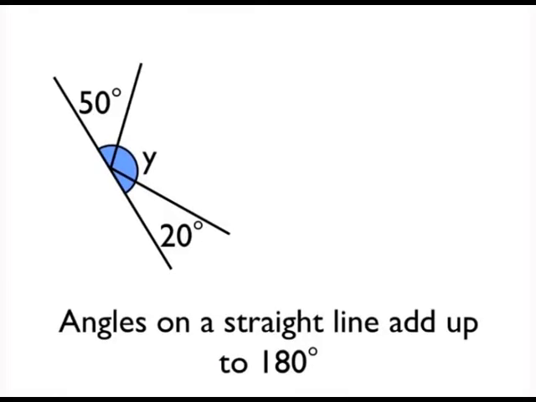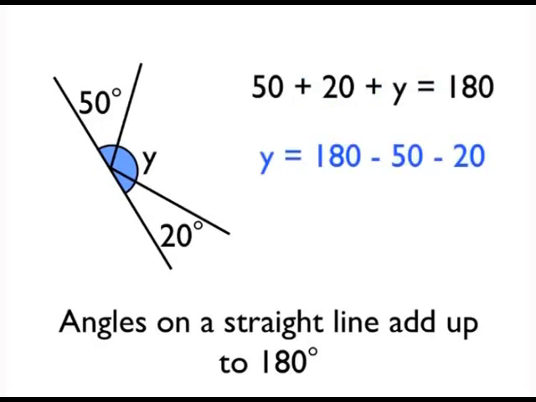In another example, we have two acute angles, 20 and 50 degrees, and a third, seemingly obtuse angle, y. We'll find out if it is obtuse or not. All the three angles lie on a straight line, so they add up to 180 degrees. We therefore say 50 plus 20 plus y is equal to 180. Then y is equal to 180 minus 50 minus 20, and y is 110 degrees. And yes, y is an obtuse angle.